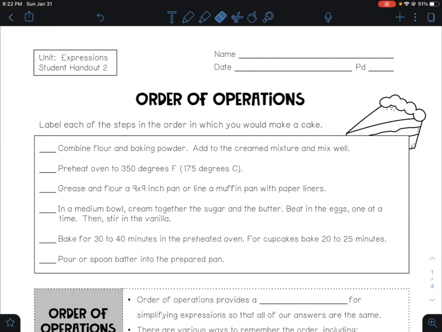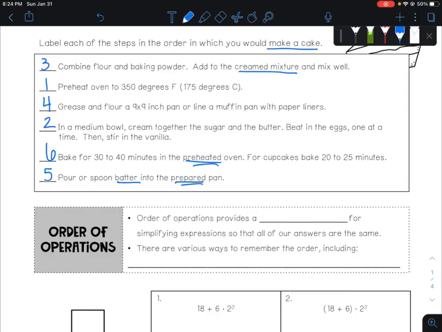For lesson 2 in our expressions unit, we will be talking about order of operations. We can follow the order of operations with math. So the order of operations provides a process, or like a recipe, for simplifying expressions so that all of the answers are the same. So if I solve the problem and you solve the problem, we both get the same answer.